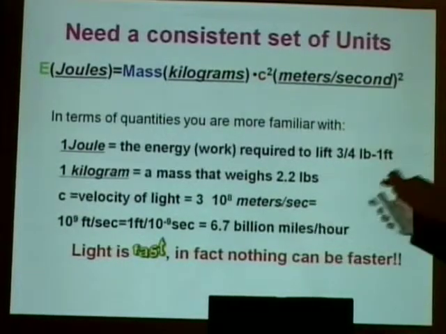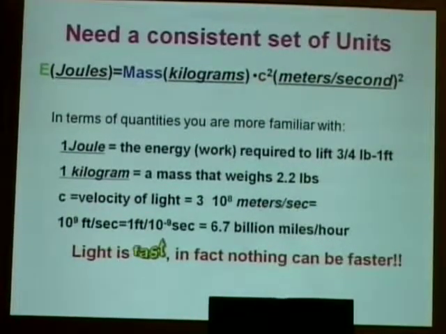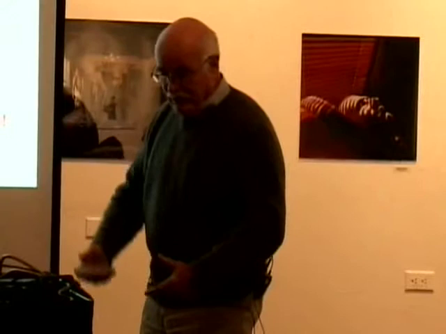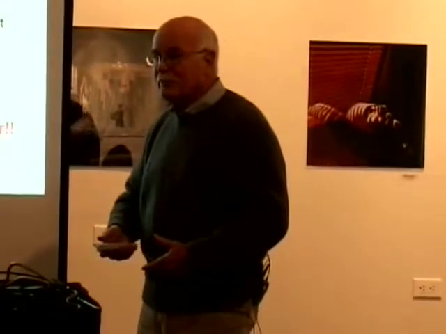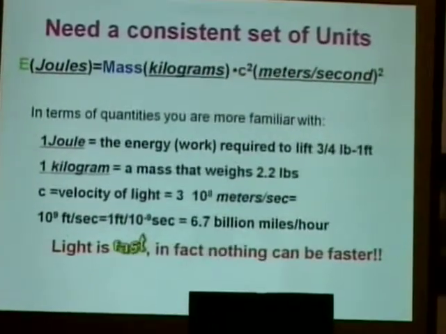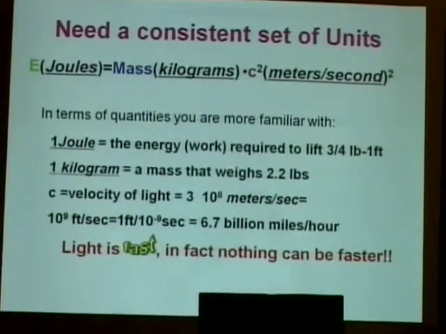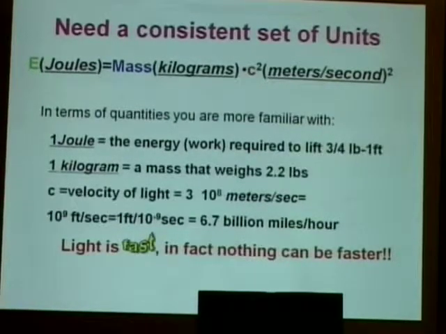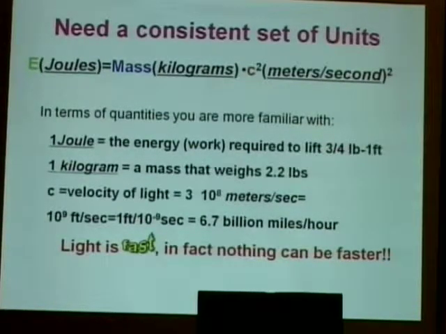So just to give you an idea of what these things are in quantities you're probably more familiar with, a joule is the amount of energy, or you can call it work, that you have to do to pick up 3/4 of a pound 1 foot in the gravitational field. Okay? So that's a joule. Now a kilogram, as I said, is a mass that weighs 2.2 pounds. And the velocity of light is 3 times 10 to the 8th meters per second. That's 3 times 100 million meters per second. So it's incredibly fast. In fact, it's the fastest thing we know.